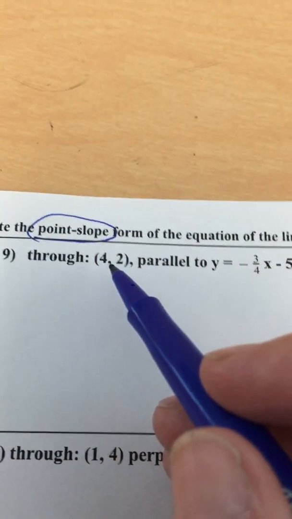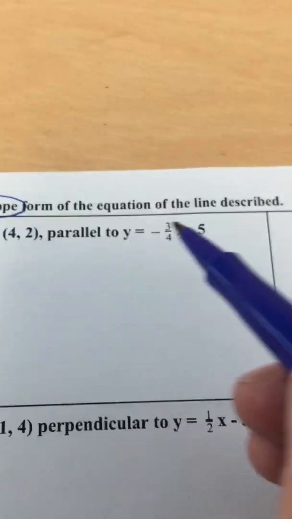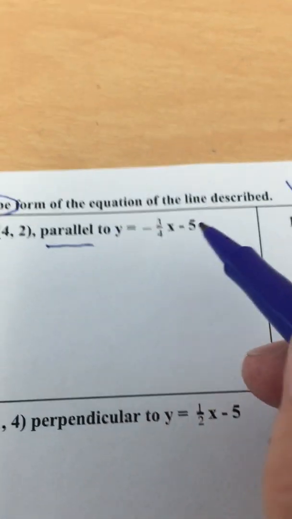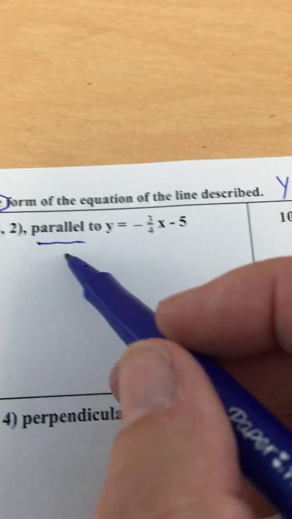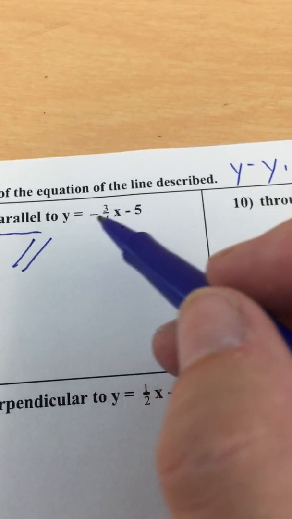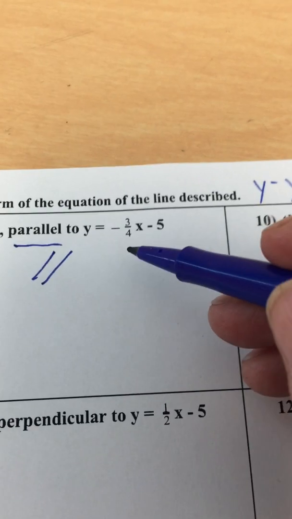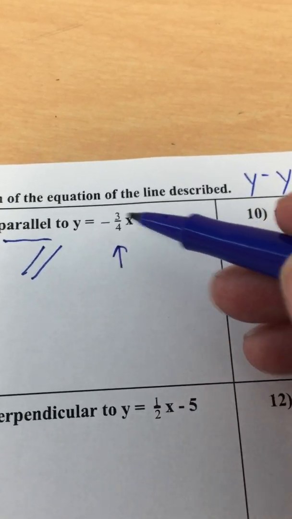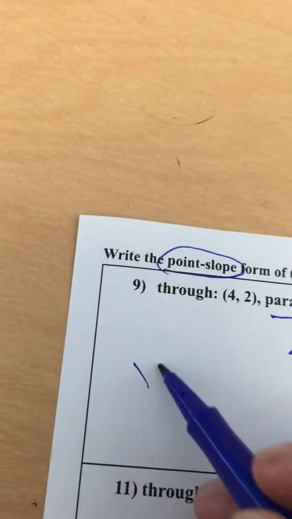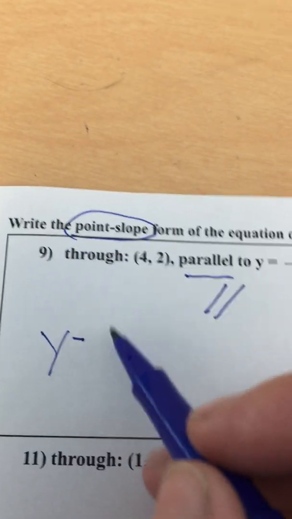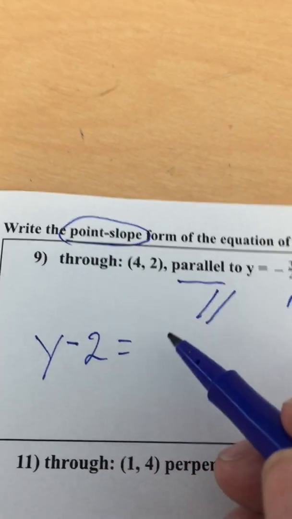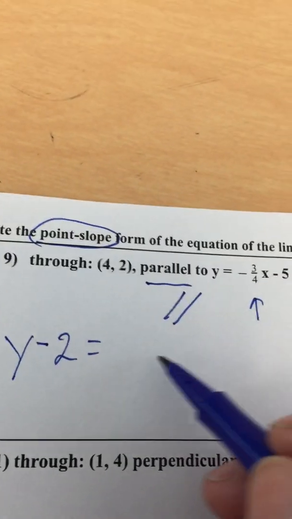All right, did they give me a point? Yes, yay, I'm halfway there. Did they give me the slope? Well, they kind of did. My line is going to be parallel to this line, so that means they're going to be the same slope. All I got to do is know the slope of this line. Is it in y equals format? Yes. So the number in front of the x is your slope. So negative 3/4 is the slope of my line. So mine's going to be y minus, and this is where the y number goes. My y number is a 2, equals m. My m is a negative 3/4, so that goes here.